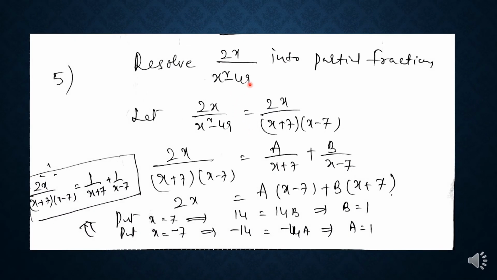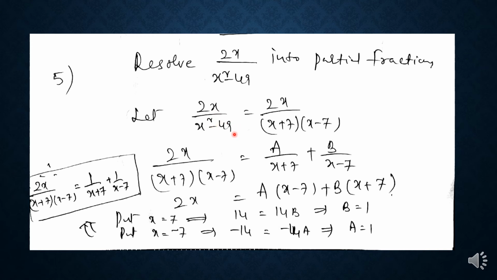Resolve 2x by x square minus 49 into partial fractions. Let us take the given fraction 2x by x square minus 49. Check whether it is a proper fraction or an improper fraction. It is a proper fraction, because the degree of the numerator is 1 and the degree of the denominator is 2.